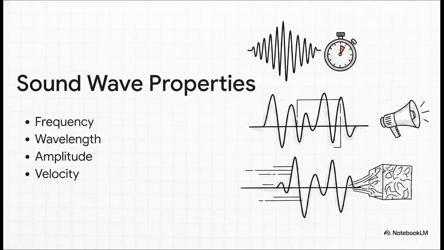Now, to manipulate the machine effectively, you absolutely have to grasp these 4 core properties of sound waves. Frequency is simply the number of waves per second. Wavelength is the actual physical distance between 2 consecutive waves. Amplitude is the strength or height of the wave, which clinically translates to the loudness of the echo that returns to your probe. And finally, velocity is the speed at which that sound wave actually travels through the tissue.